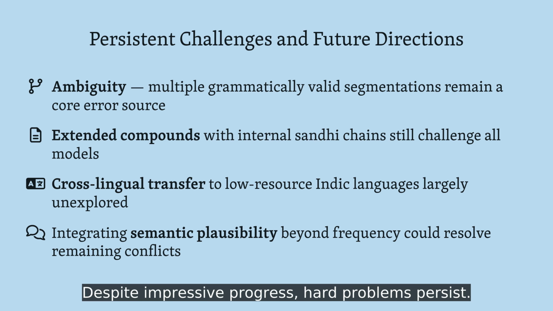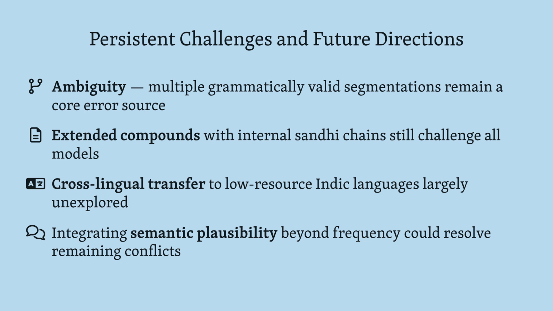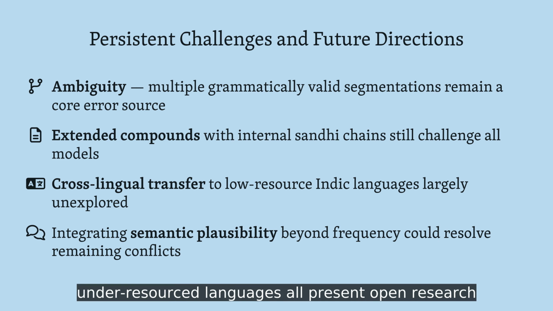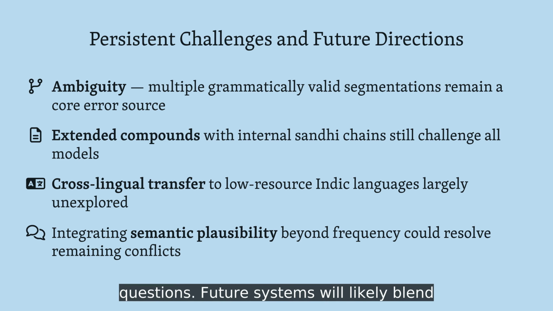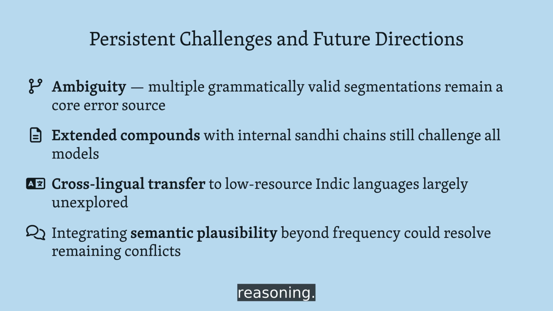Despite impressive progress, hard problems persist. True ambiguity means even human annotators disagree on certain splits. Long compounds with nested sandhi, rare archaic forms, and the jump to related but under-resourced languages all present open research questions. Future systems will likely blend neural learning, linguistic constraints, and semantic reasoning.